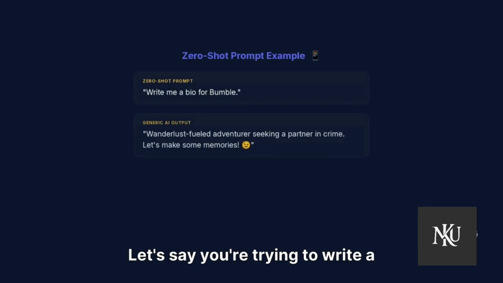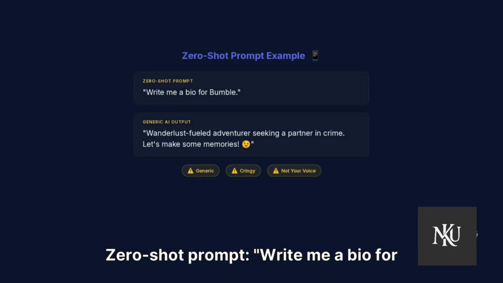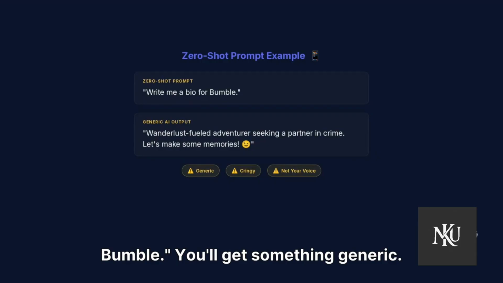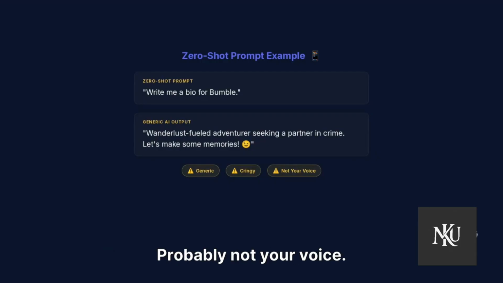Let's say you're trying to write a bio for a dating app. Zero shot prompt, write me a bio for Bumble. You'll get something generic, maybe cringy, probably not your voice.